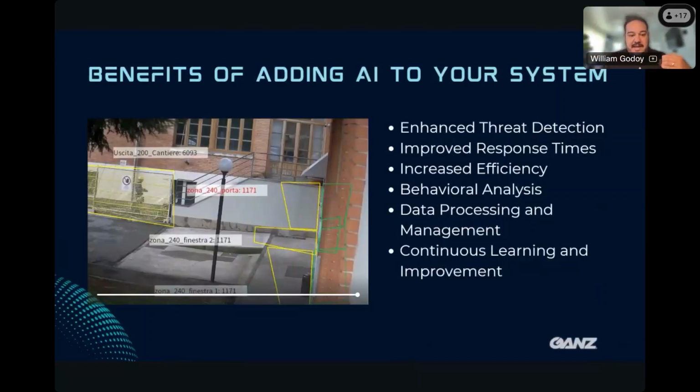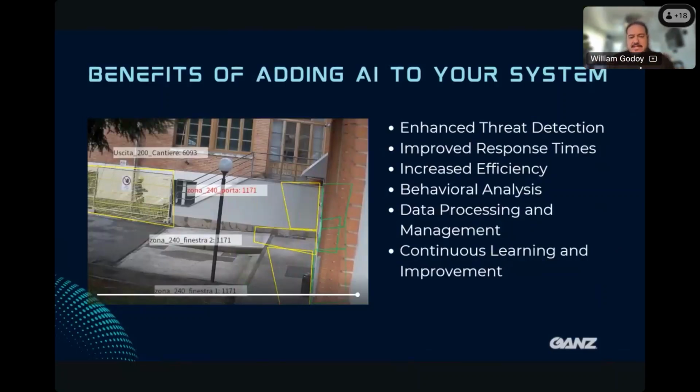We can also create some sort of behavioral analysis, where we can identify where people tend to enter the most and where they tend to loiter. Sometimes we'll identify things we didn't know before. We can create alert times or a time stamp in which we can create those alerts to come through. So we can definitely do a lot of these different things by adding AI to your system.